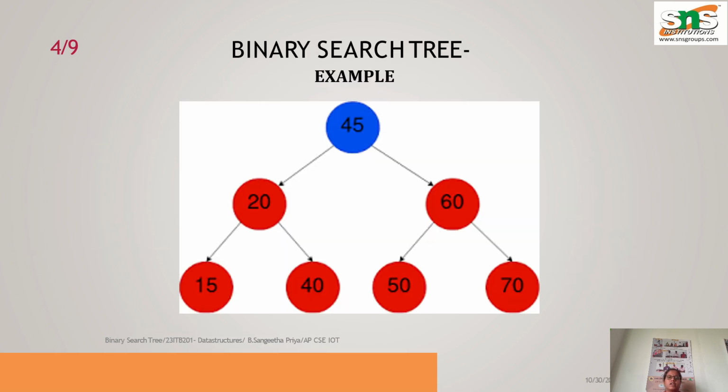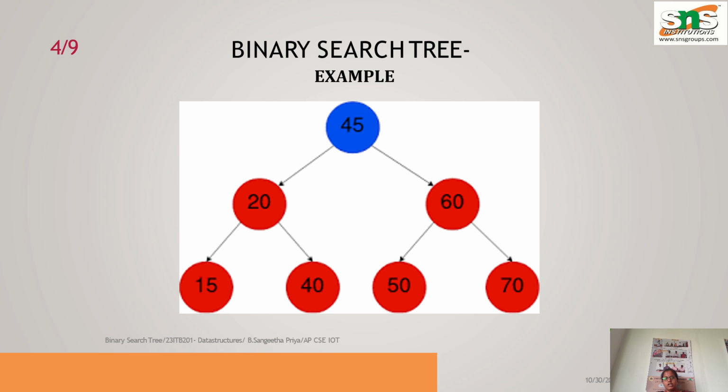Next, here is a binary search tree example. We have 45 as the root node. Comparing to 45, the next node is 20, which is less than 45, so we insert it on the left side. And next, we take 60. It is higher than 45, so we insert it on the right side.